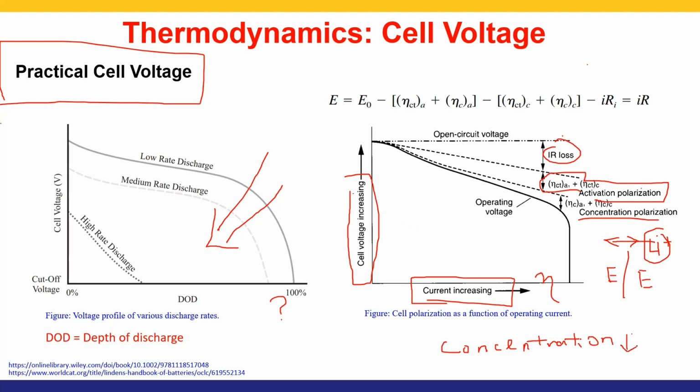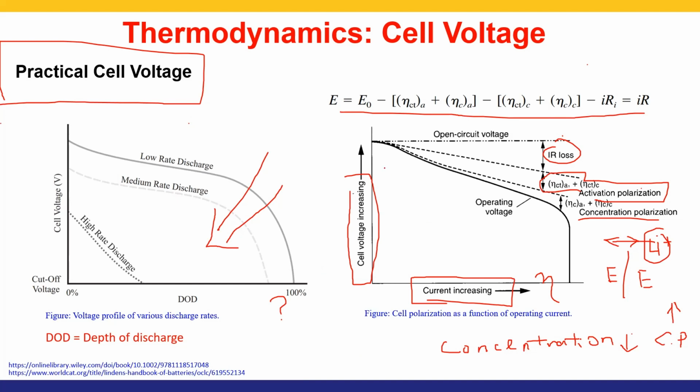So the practical cell voltage of a battery will equal the theoretical cell voltage minus all these potential drops. When the battery ages over time, this polarization or potential drop will also increase. So that's the reason why the practical cell voltage becomes smaller and smaller.